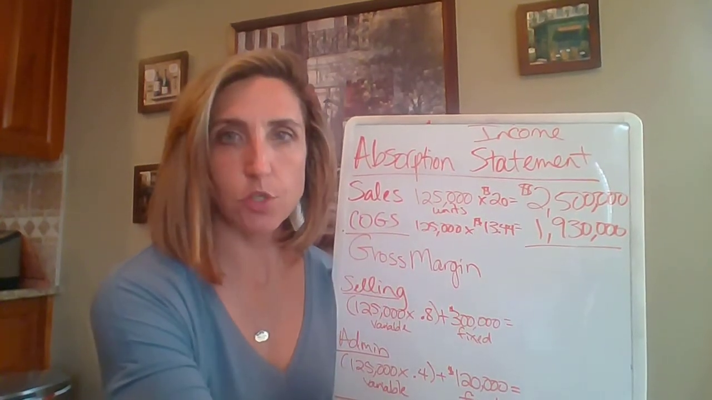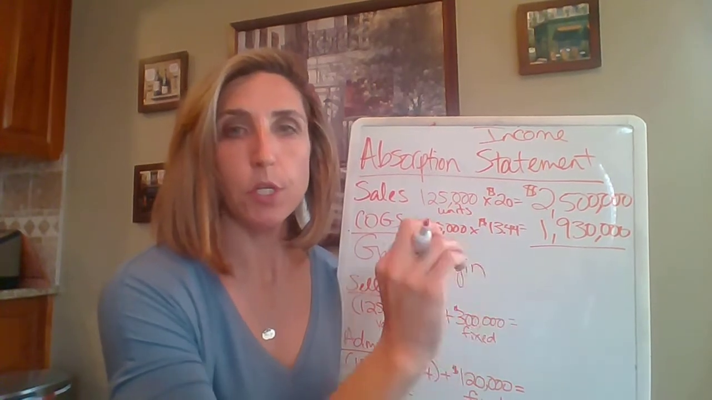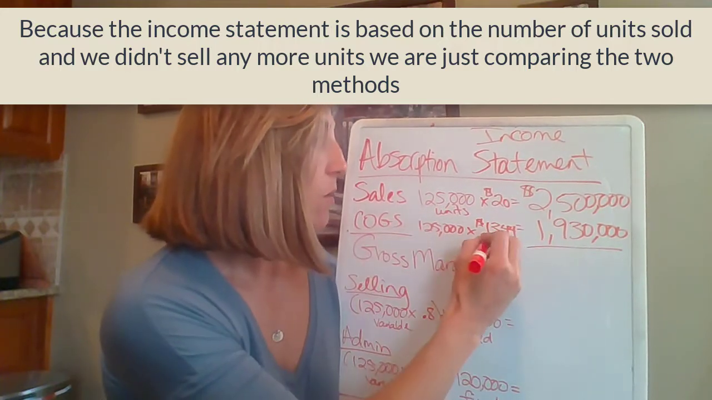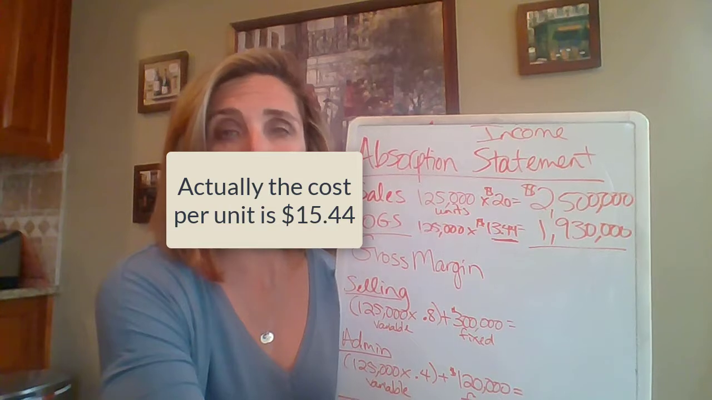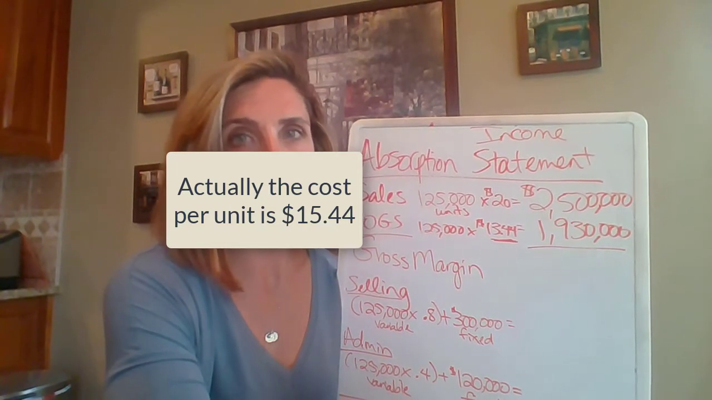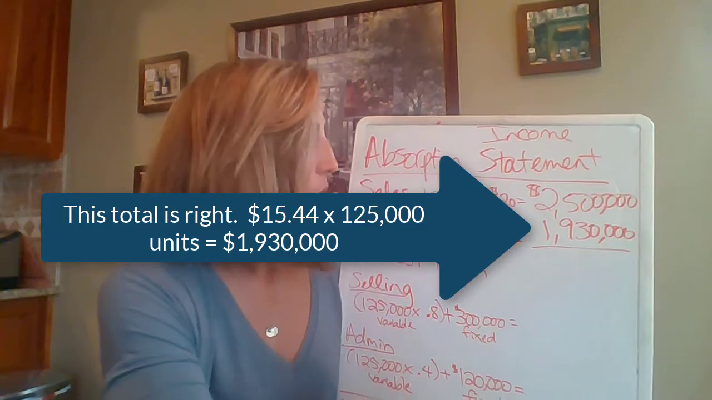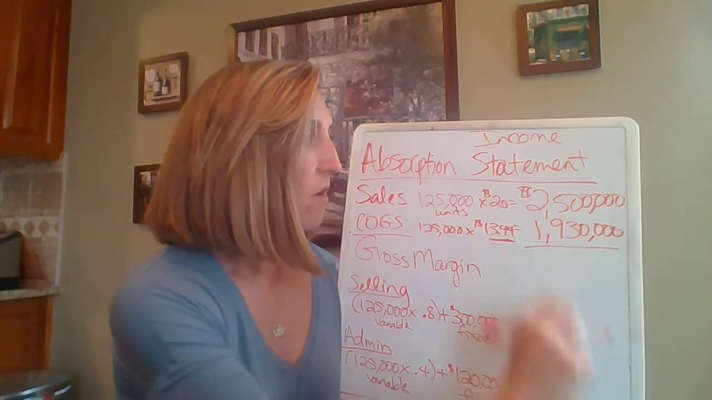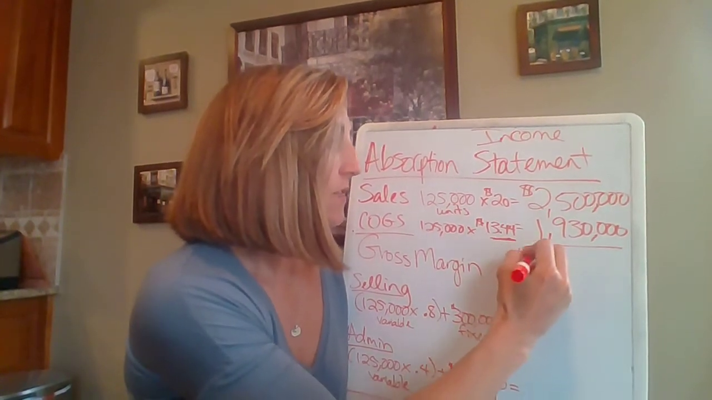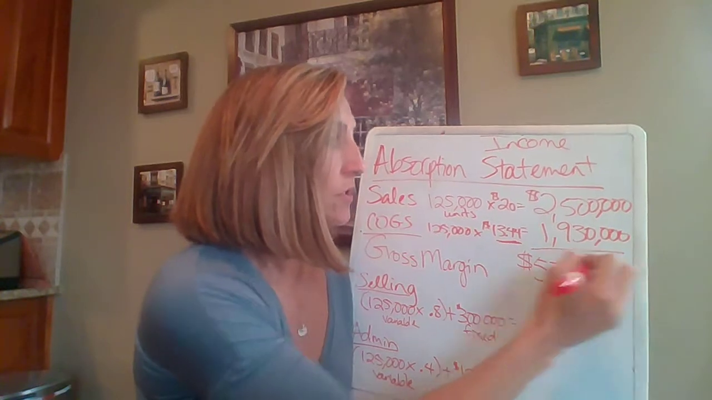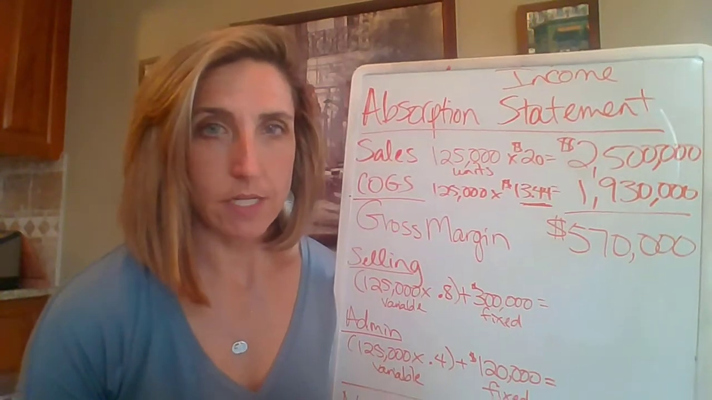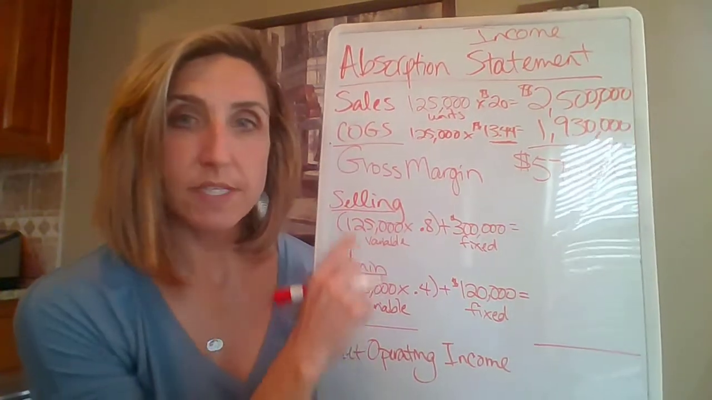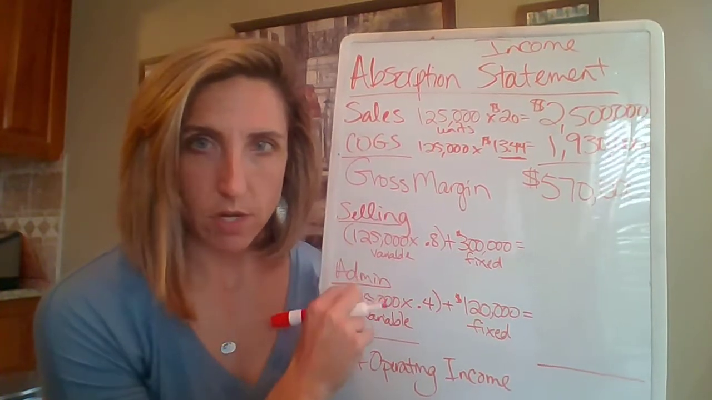So sales, still 125,000 units times $20 per unit per marker. That's what we're charging our customers. $2.5 million. The cost of goods sold, remember, was $15.44 because it included the fixed manufacturing overhead in the per unit cost. So when I multiply that by 125, I got $1,930,000. When I subtract that off of here, looks like my gross margin is $570,000. Now, the way this income statement is segmented is the only thing it puts on the top is cost of goods sold. At the bottom, it lists all of the selling, the period cost and administrative cost, right?